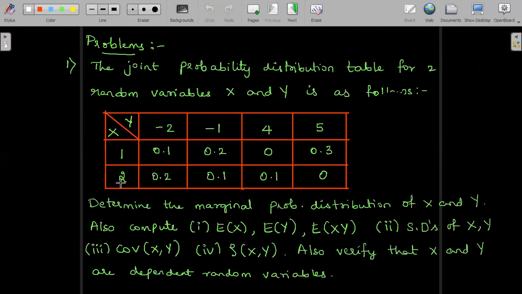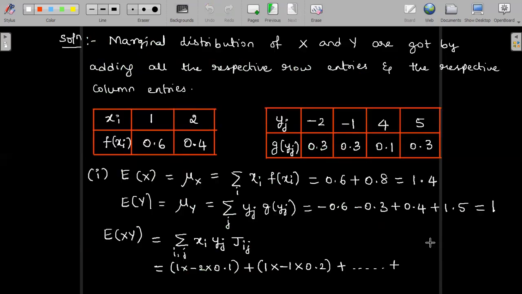right, so it will be 2 into, the last value of x will be 2, the last value of y will be 5. So 2 into 5 into 0 will be the last product that you have to perform. When we evaluate this, we can just use a calculator. So the expectation of x into y, that is E of xy, is obtained as 0.9. So this was the first case where we obtained the expectations.